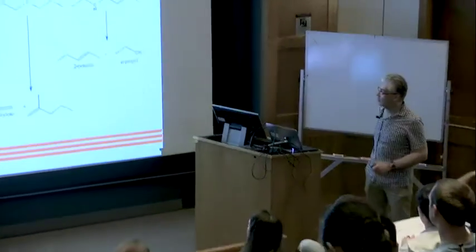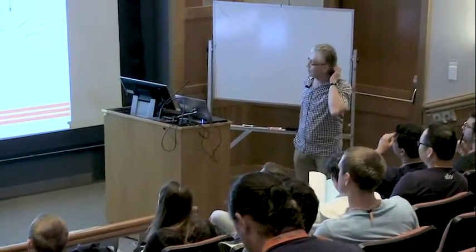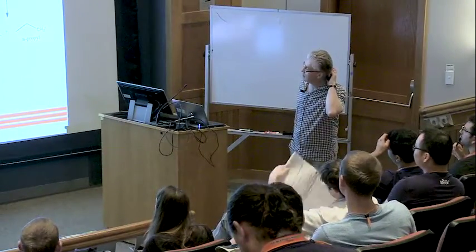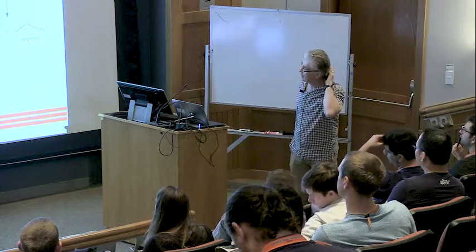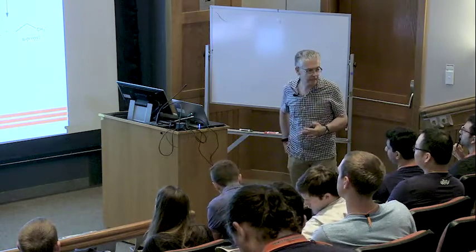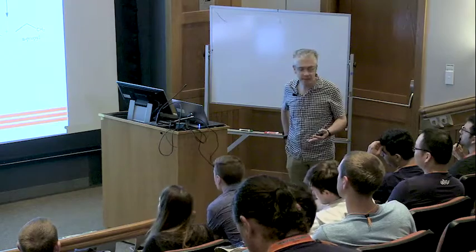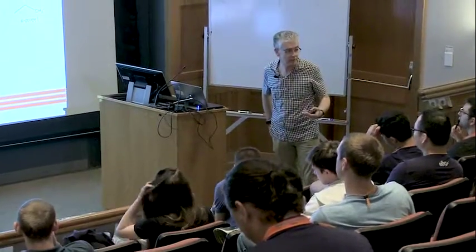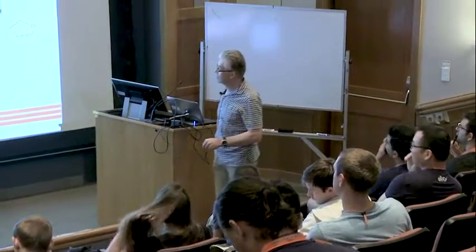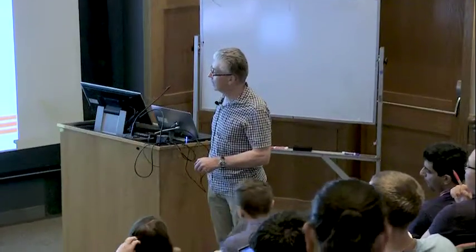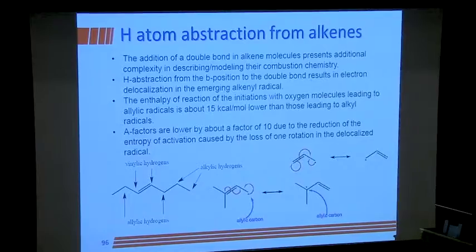Okay, so we finished up yesterday and we had gone to alkyl radical beta scission, looked at alkyl radical beta scission and alkyl radical isomerization. Okay, so from these alkyl radicals we can form olefinic species. So what happens with olefinic species?